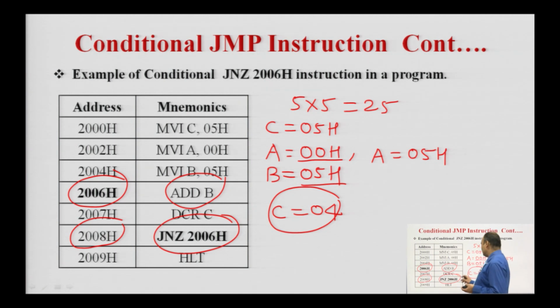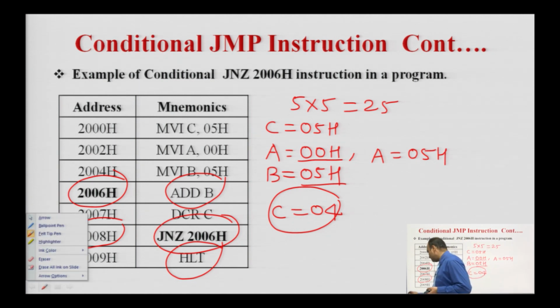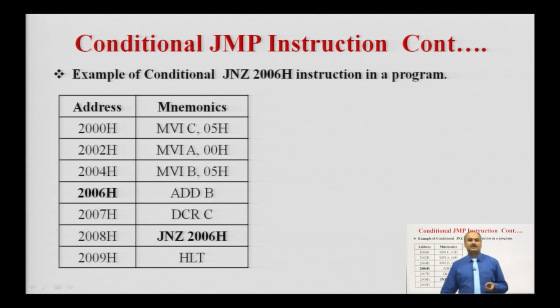When this condition is satisfied, the processor will transfer the control from the current memory location to the new memory location whose address is given by the conditional jump instruction. When the condition is false, the processor will come out of the loop and execute the next instruction, which is nothing but the HLT instruction. So, this is the meaning of that. Only when the condition is true will the processor transfer the control to the new memory location; otherwise, it will execute the next instruction after the conditional jump instruction.